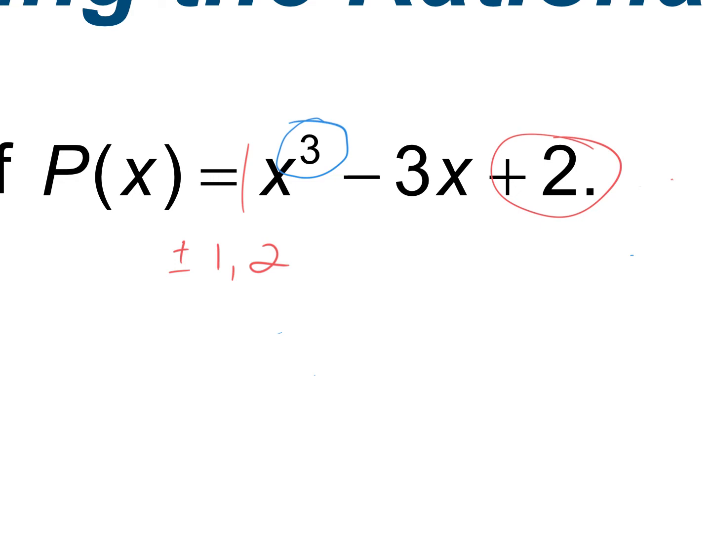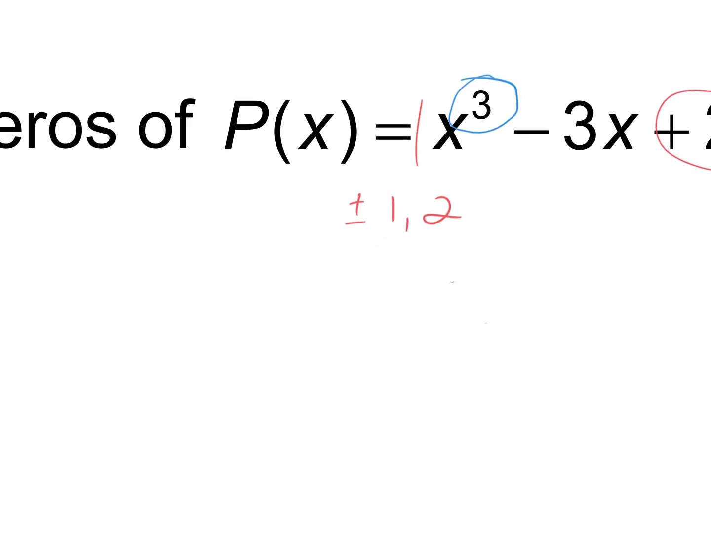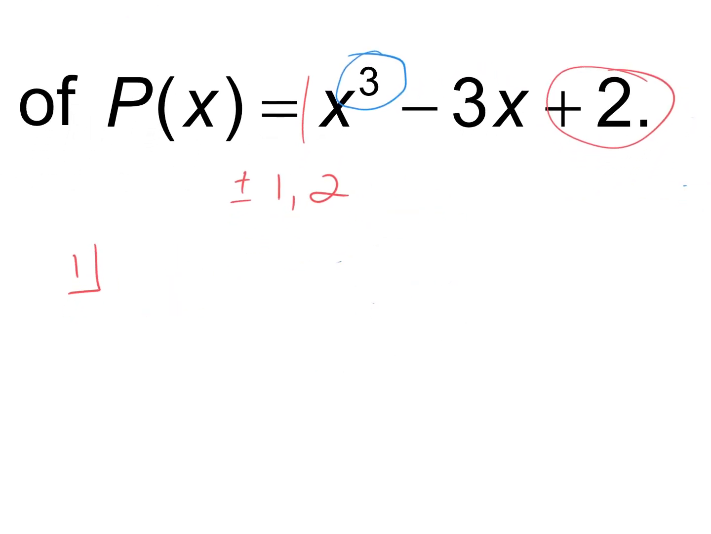Now we're just going to use synthetic division until we get a remainder of what? 0. Once you get a remainder of 0, you know, oh wait, that's a factor. That one works. So I'm going to just try 1. So I have 1, negative 3, 0, and 2. Where did I get that 0 from?